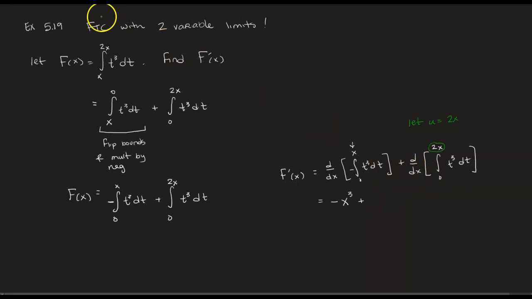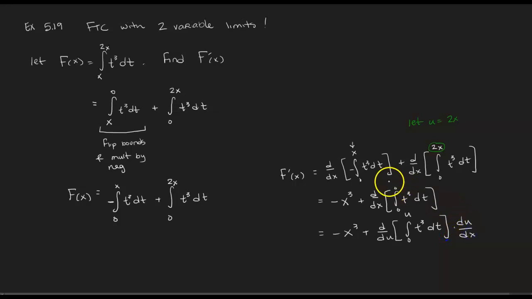Then we're going to rewrite that integral as the derivative with respect to x of the integral from 0 to u of t cubed dt. In order to take the derivative with respect to x, we have to do the chain rule. So we'll first take the derivative with respect to u of the integral from 0 to u of t cubed dt, times du dx. And now this is set up for us to be able to use the Fundamental Theorem of Calculus part 1 on the integral portion. So that would become negative x cubed plus u cubed times du dx.